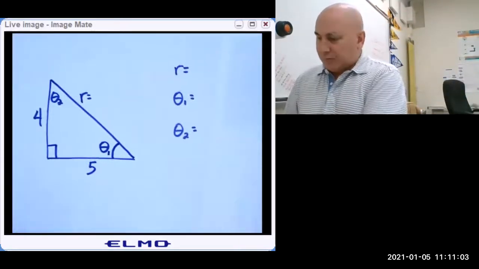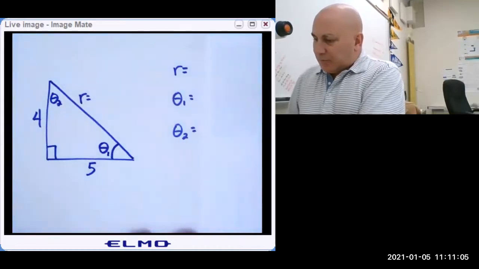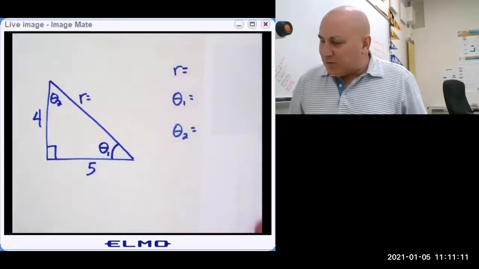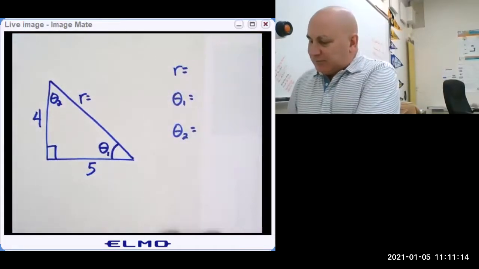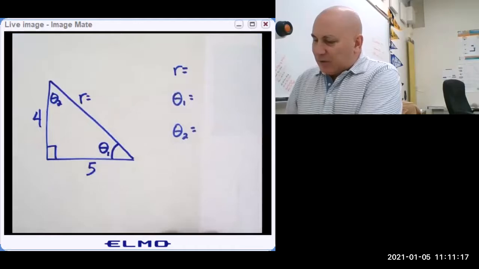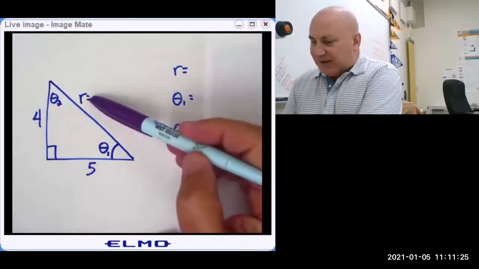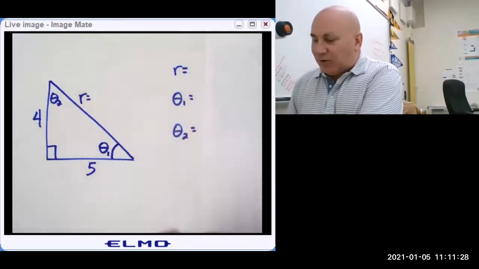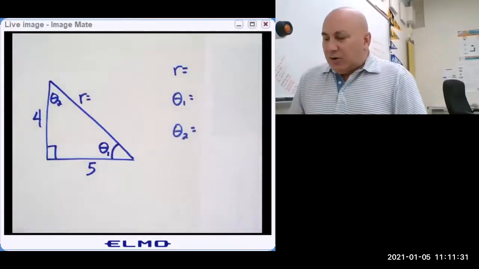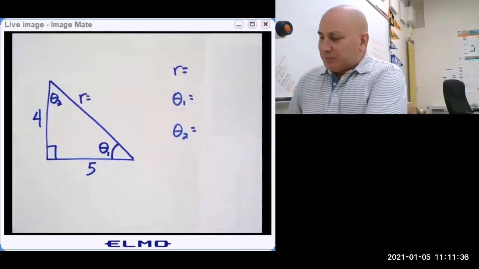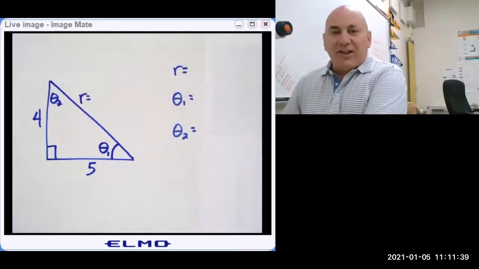All righty, so let's take a look at this practice problem. Go ahead and pause your screen, copy this down, and based on this, we're going to solve the triangle, which means I've got two sides and an angle already done. So I need to know what this third side is, and I need to know what these two angles are. You can see it's a right triangle, so we'll be able to use our trig ratios. We'll do that in class.